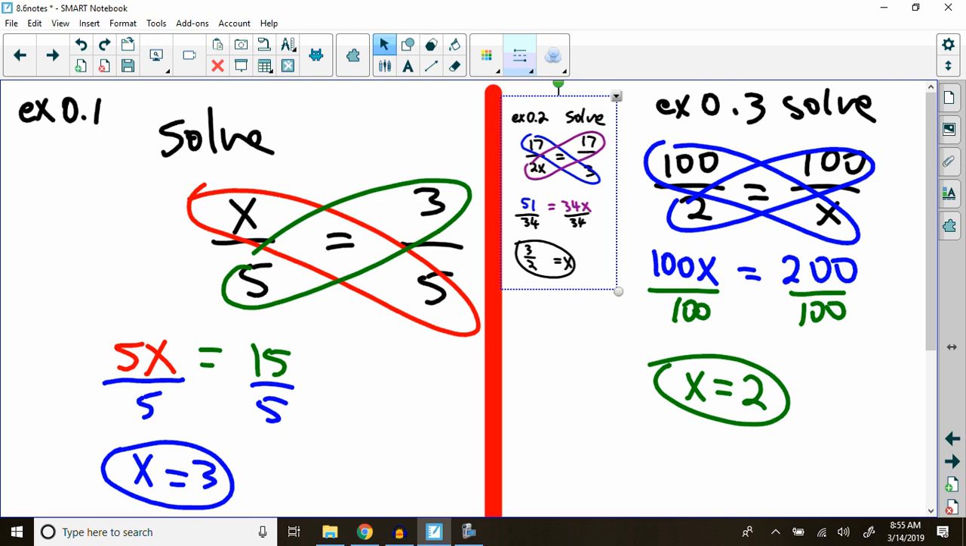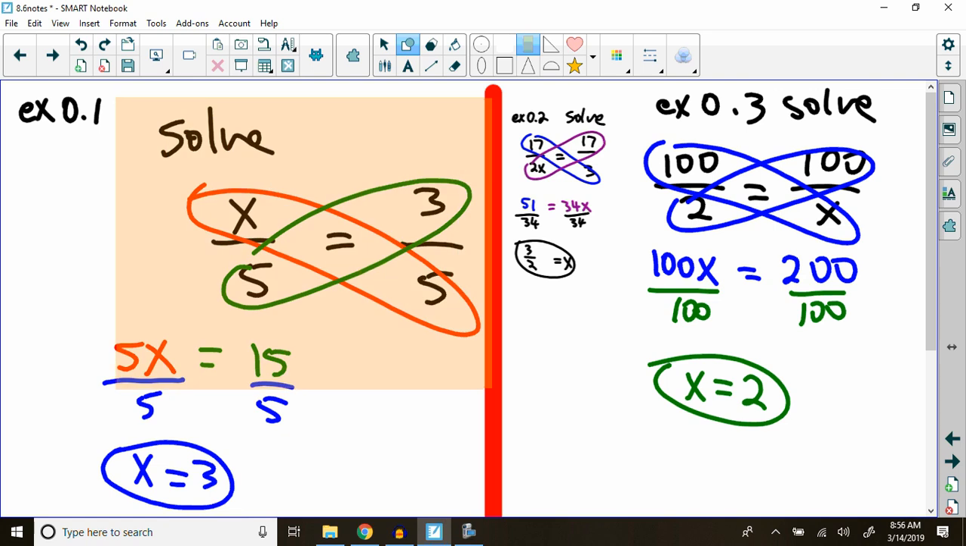Does anybody notice anything interesting about these equations that's going on? You could have canceled out the stuff, right? If we look over here at example 0.1, notice the denominators. What's so special about them? They're identical, right? What did our answer end up being? X equals 3. If we forget about our denominators and just pretend they're going to cancel out, we're done. So if the denominators are the same, we can disregard them and just set the numerators equal.